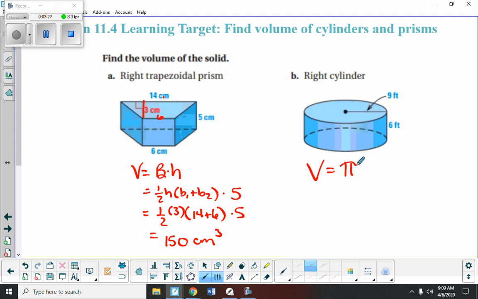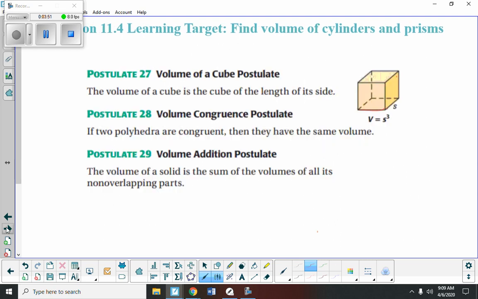Next one, the volume is the area of the base, which, since it's a cylinder, is pi r squared, and then times your perpendicular height. So it's pi times 9 squared times the height, which is 6. So pi times 81 times 6 is 1,526.8 approximately. And that would be feet cubed. Okay, then just a few theorems here for you to look at.